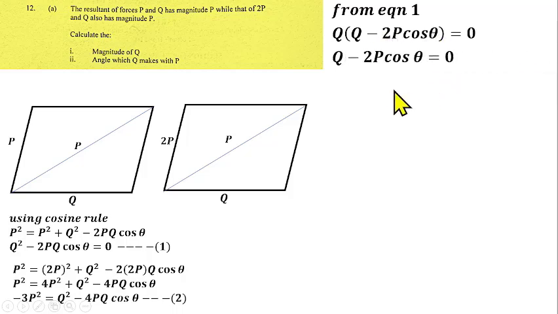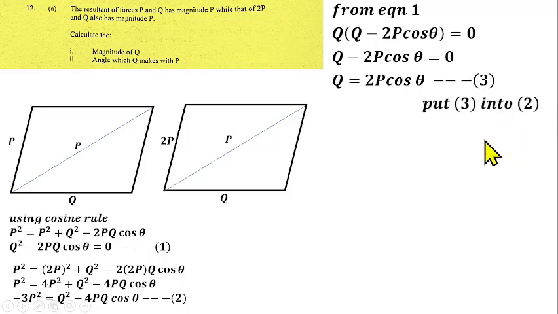Then if you divide both sides by Q, Q cancels, you have this left, and if you divide 0 by Q, you have 0. So from there, you can make use of the formula here. You have Q equals 2P cos theta. We can call this equation 3. So put equation 3 into equation 2.